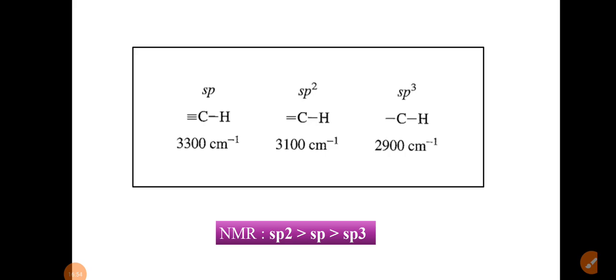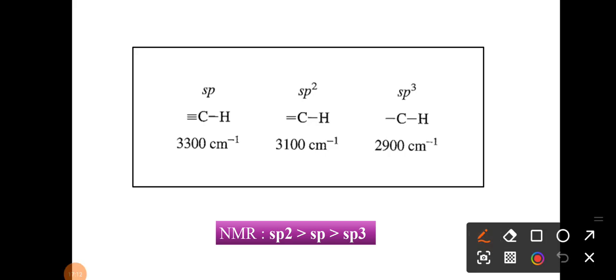Clear? In NMR we saw the hybridization order as sp2 hybridized, then sp hybridized, then sp3 hybridized. So please remember these two, the hybridization effect on IR and on NMR. In IR, as the p character increases, the wave number decreases.